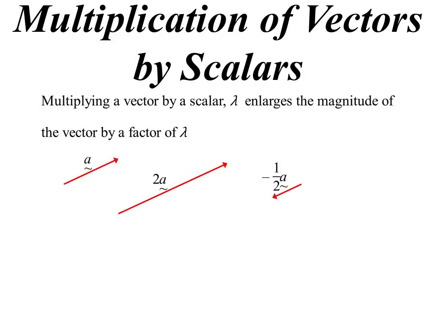That one there would be minus a half A. It's half as long, but it's also in the opposite direction. So it's minus a half A. But all of them are going to be parallel because, as I say, the actual direction, other than the one going in the opposite direction, is the same way.